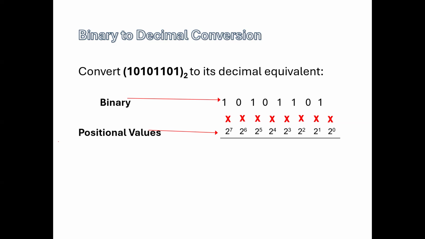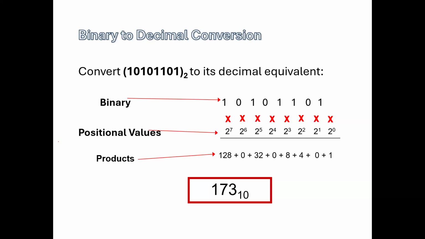The answer of this would give me this. Then I would add them all together. After adding them all together, I will get my answer in what? Decimal. Are we clear on this, please?